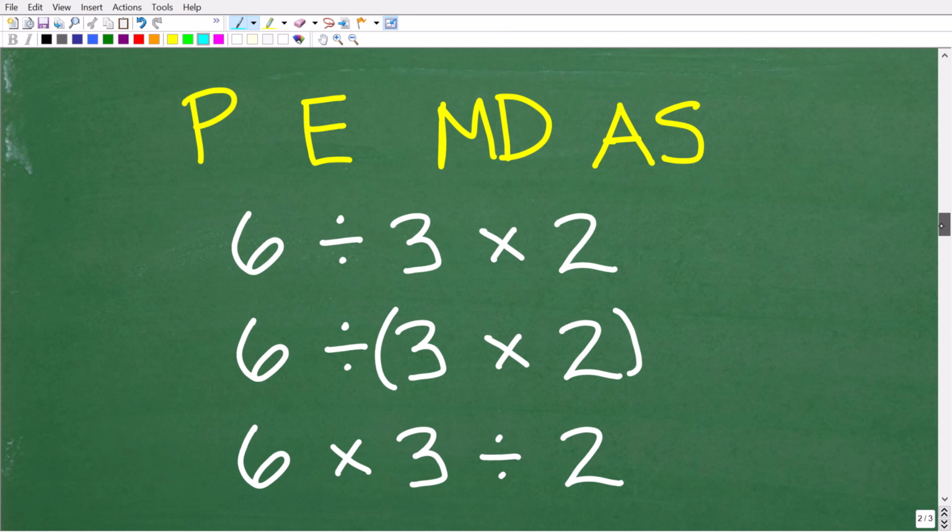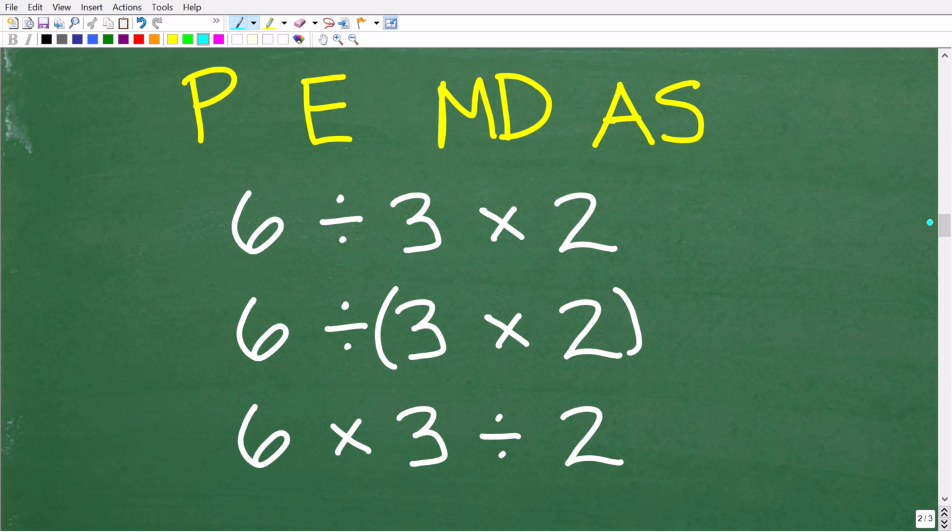Okay, so here are 3 examples, and here we have our PEMDAS acronym. Now, you should be able to do these problems without a calculator, just using mental mathematics. Okay, so here's our first problem. We have 6 divided by 3 times 2. So what is the answer? Well, don't guess. Let's just go through our checklist, right?